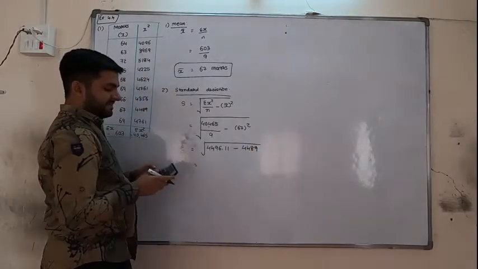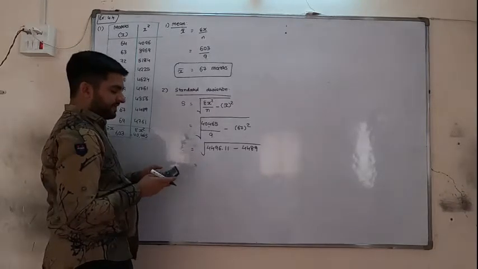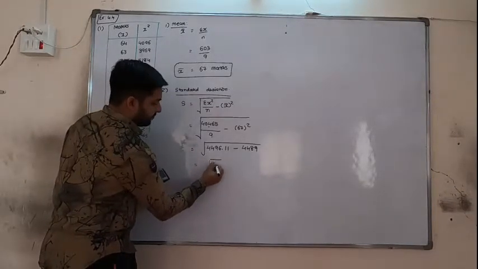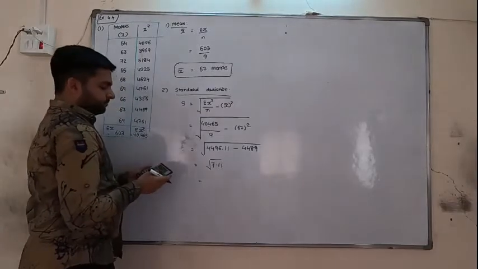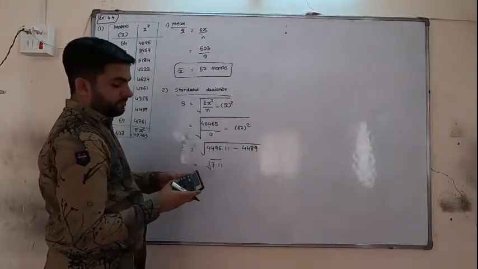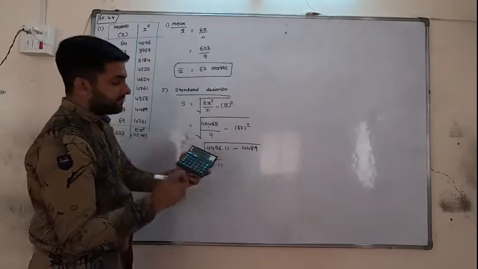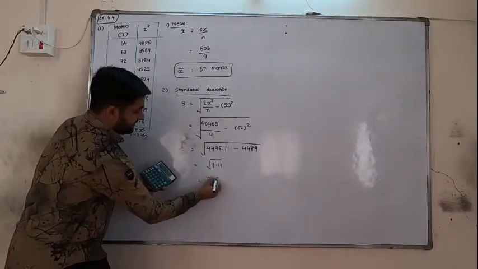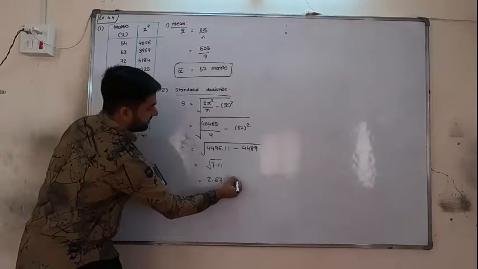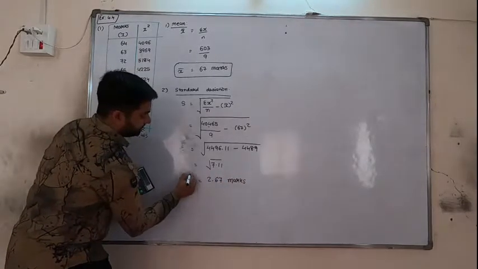So 4496.11 minus 4489, square root of 7.11. So how to take the square root of 7.11? Write 7.11 and the square root of x button is given. 2.666, so 67 marks. The unit is marks.